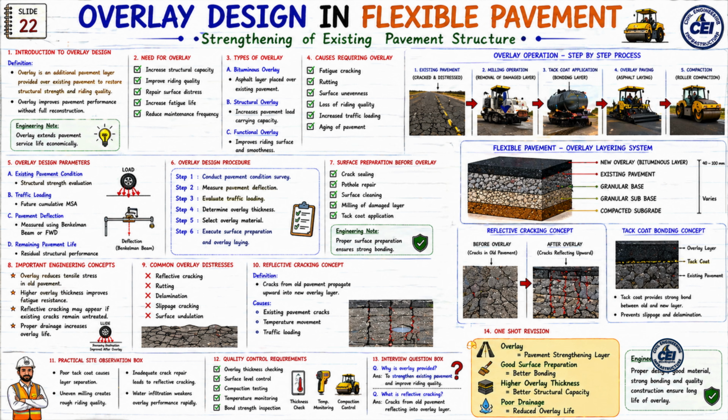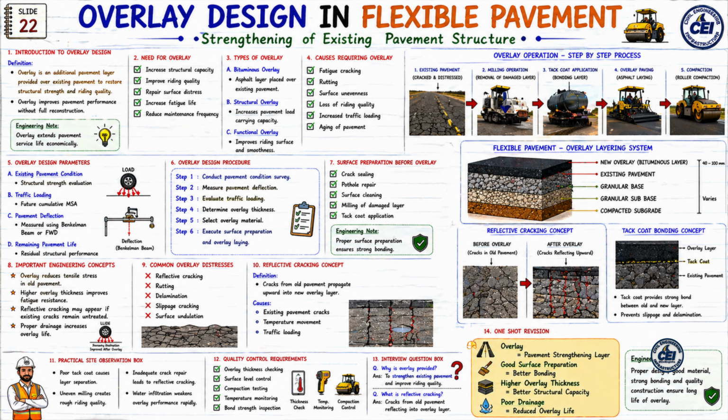Now let us see the right side overlay operation process. Step 1 is cracked and distressed condition. Step 2. The damaged layer is removed by milling operation. Step 3. Tack coat is applied for bonding. Step 4. Overlay paving is done with sensor paver. Step 5. Proper density is achieved by roller compaction. And this is the complete overlay rehabilitation process.